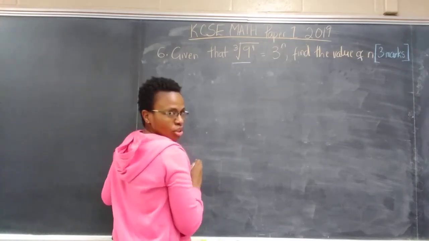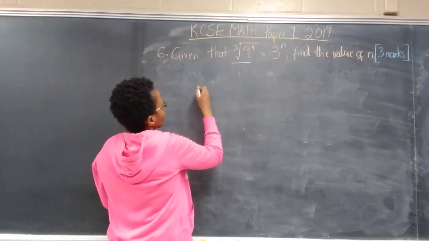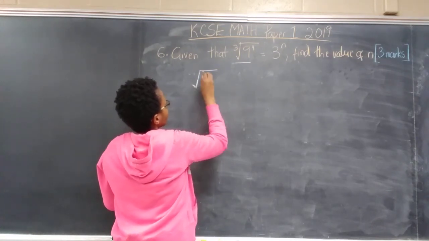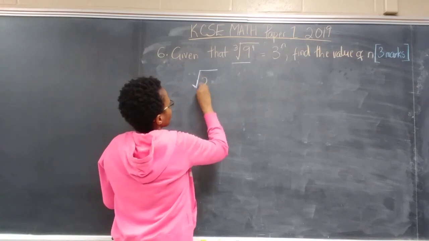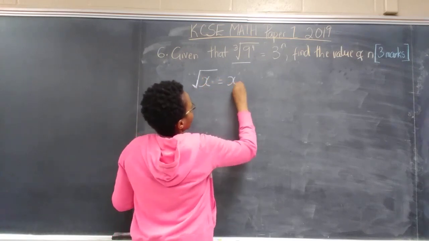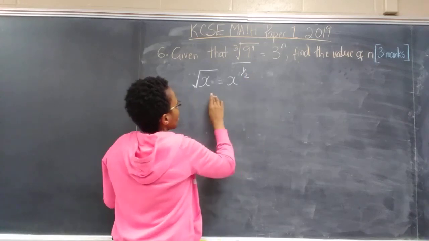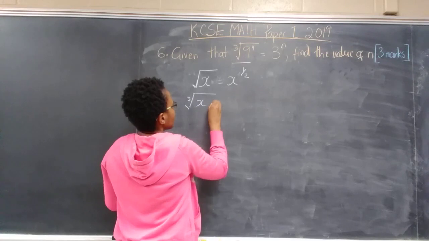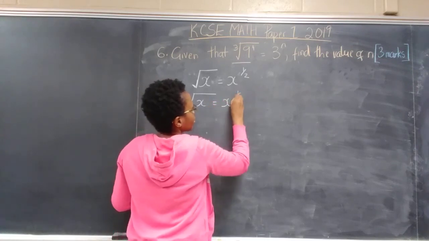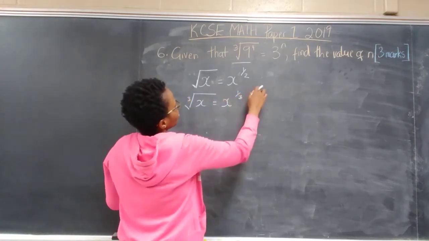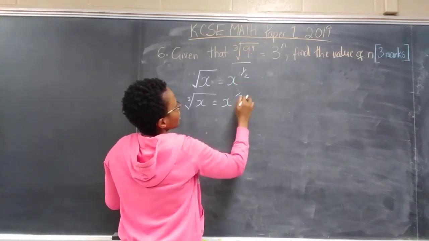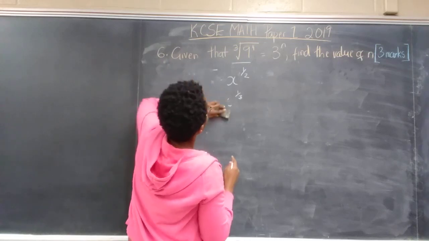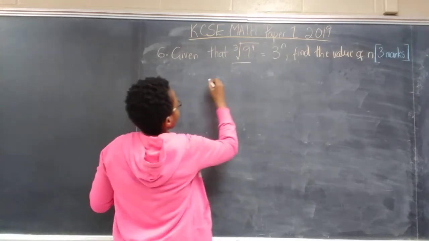And there's a shortcut to that. We know from your study of indices and square roots that if you have the square root of a number x, that is the same as writing x to the power of a half. Similarly, if you have a cube root of a number x, that's the same as expressing that as x to the power of 1 over 3. So we can simply change this cube root into a power of 1 over 3.